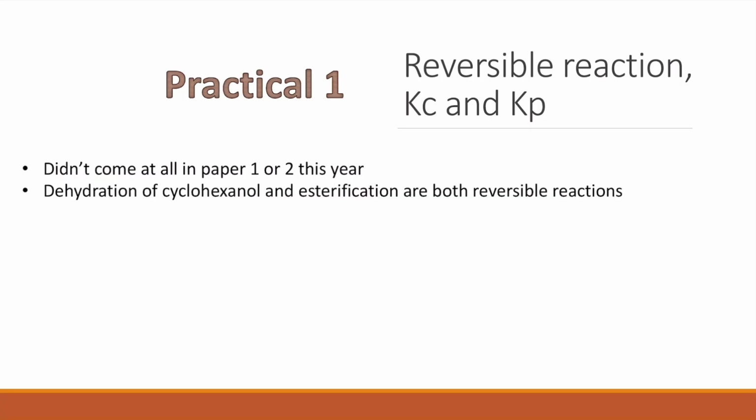So how does this link to your practical? You have two experiments that you've done as part of your required practicals that are reversible reactions. These are the dehydration of cyclohexanol and esterification. Both of these are reversible reactions. So it could be a starting point that they start with this practical, and then they're going to have follow-up questions about reversible reactions and the different factors affecting the yield, or maybe calculate the Kc as well.